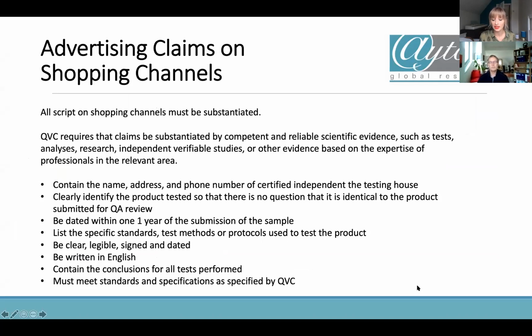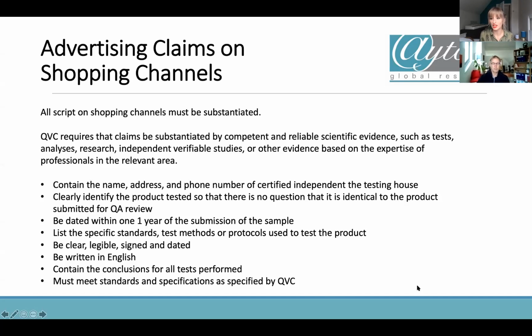But there are really clear guidelines for QVC as well. So if you are interested in going to shopping channels, you do need your claim substantiated. And it's the same for other shopping channels as well. But like I said, QVC is the classic one for it. So I've listed those there, but you can see this really readily on their website.